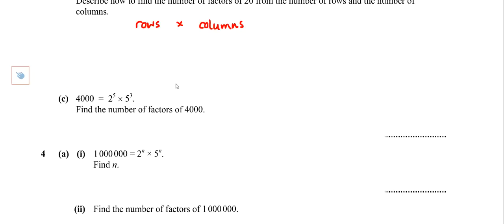So notice how we have 2 and 5: 2 to the power of 5 times 5 cubed. So how many rows will there be? 6, because it will be 2 to the power of 0, 2 to the power of 1, up to 2 to the power of 5. So it will be 6 rows times 4 columns, which will be 24 factors.